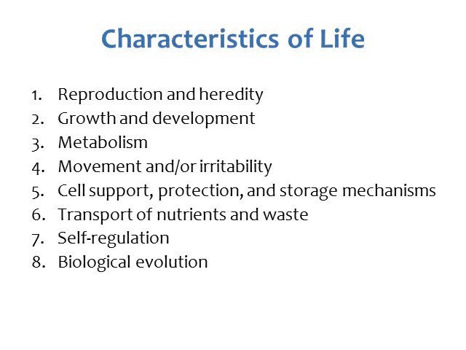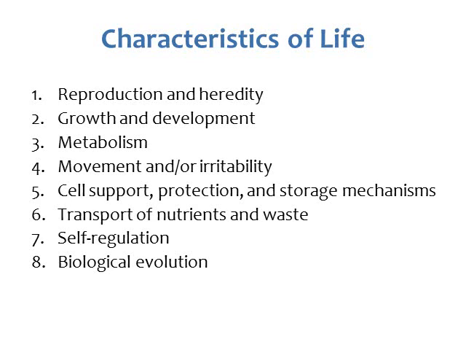Number 4, living things, they exhibit movement and or irritability. So this means that they can respond to their environment either by moving or by reacting to different chemicals, reacting to light, or any other type of environmental stimuli. The fifth characteristic is cell support, protection, and storage mechanisms. So we're going to be looking at different types of cells. Those cells have to be supported. Some of the cells have protection mechanisms, and a lot of cells can store energy in different forms.